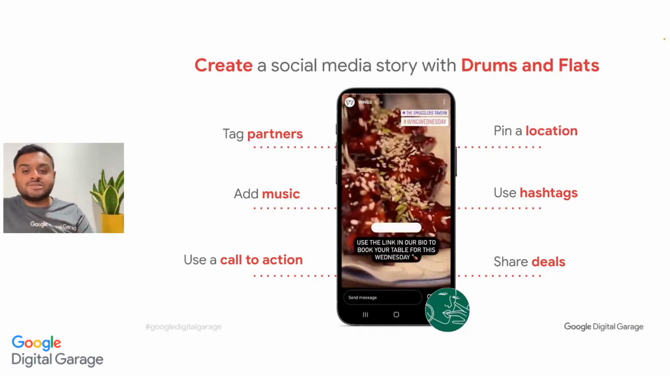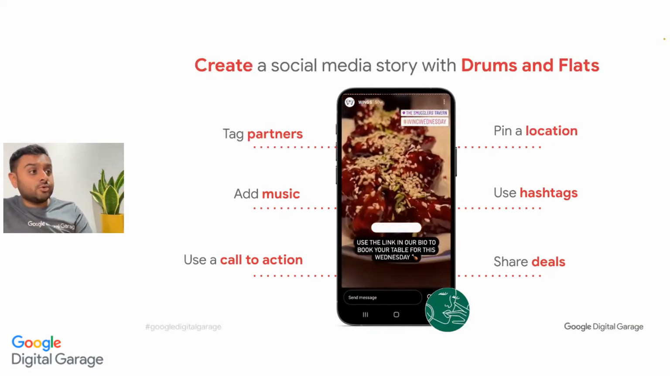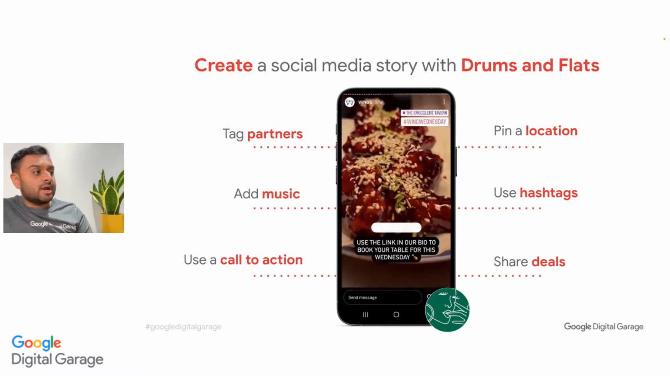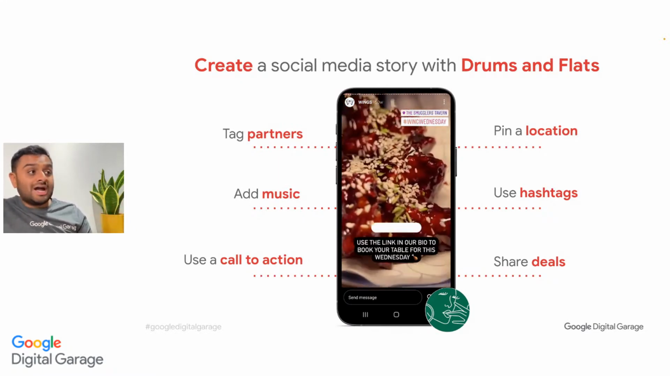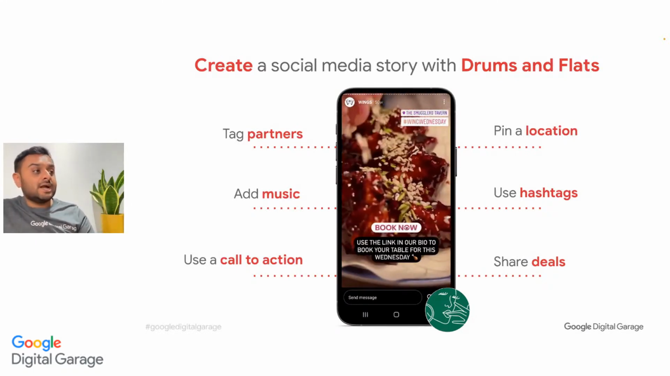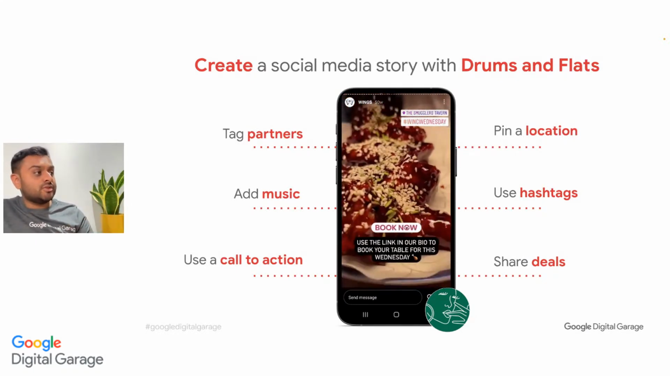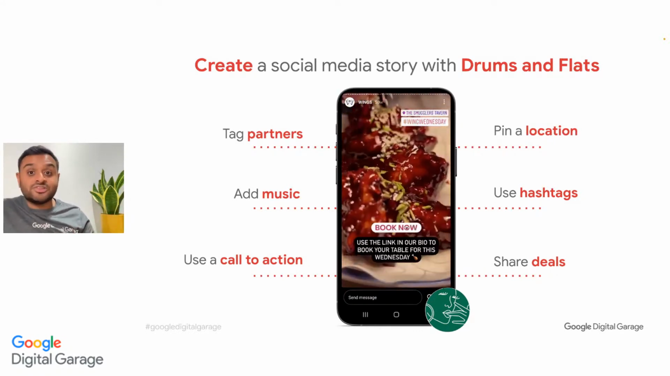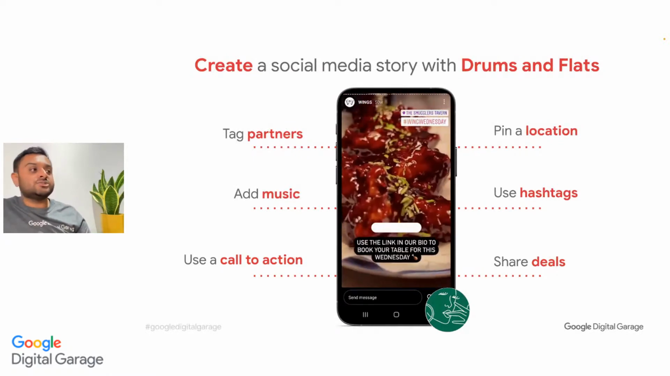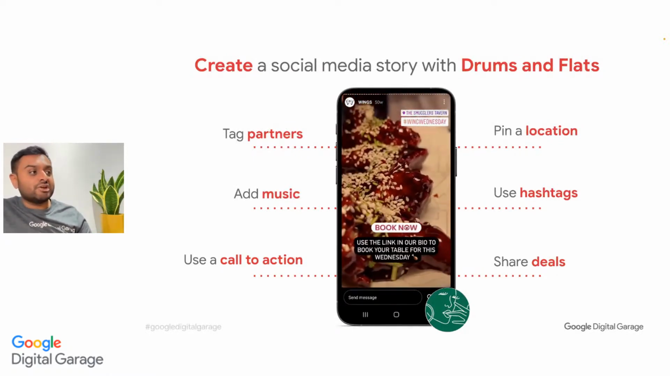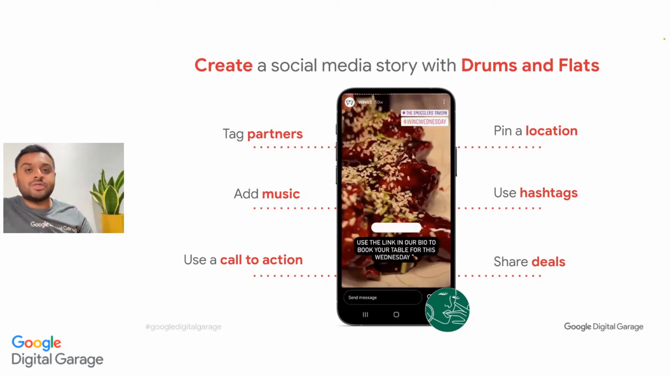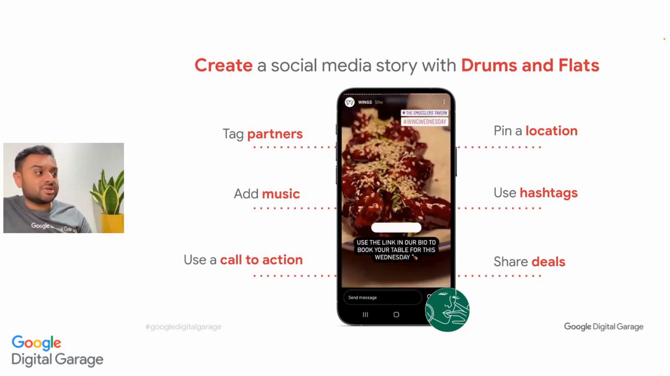So we've got Drums and Flats, who are a food business. And you can see here they're promoting some wings. They've got a hashtag here of hashtag Wing Wednesday. They've got a location that they've tagged of a food establishment. They've also tagged in any relevant partners. They've added some music as well. I think music really adds to social media stories in general as well. And there's generally a plethora of songs that you can select out of the libraries on the likes of Facebook and Instagram.